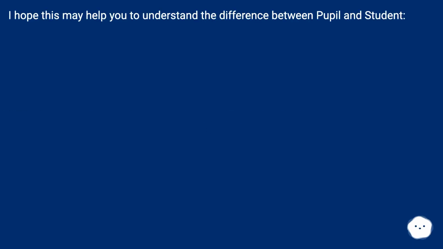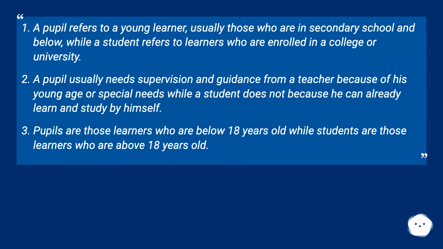I hope this may help you to understand the difference between pupil and student. A pupil refers to a young learner, usually those who are in secondary school and below, while a student refers to learners who are enrolled in a college or university. A pupil usually needs supervision and guidance from a teacher because of his young age or special needs, while a student does not because he can already learn and study by himself. Pupils are those learners who are below 18 years old, while students are those learners who are above 18 years old.